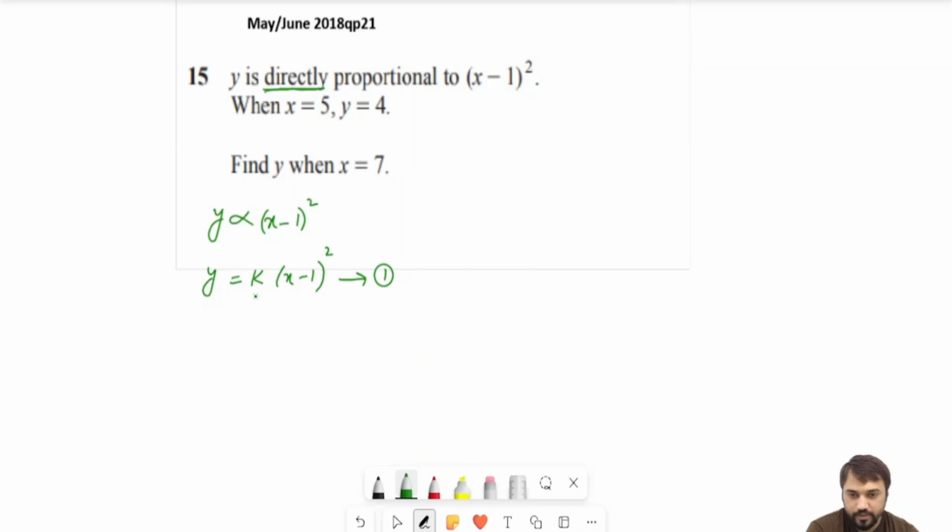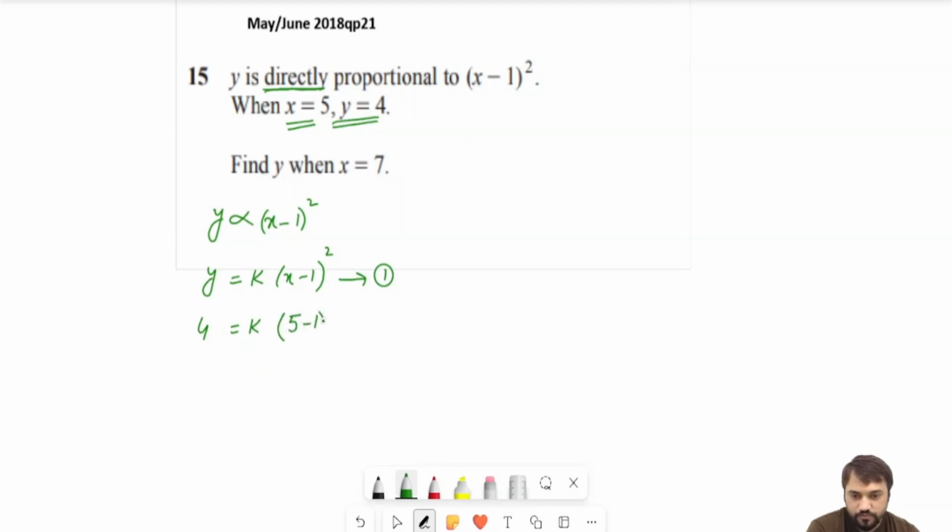We need to find the value of k as we have done in the previous questions. So the value of y is 4. This is the value of y and this is the value of x. Do not put this value of x is equal to 7. This is the further part of the question. So in the first part, the value of y is 4 and the value of x is 5.